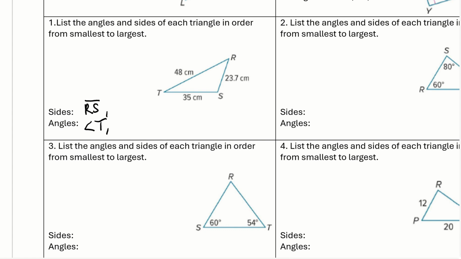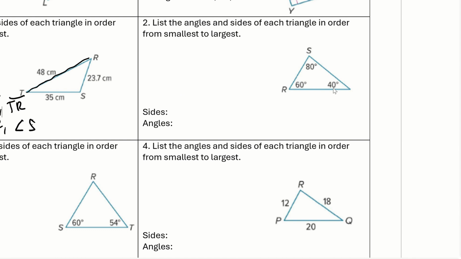Now, the next smallest side is TS, the 35 centimeter one. And opposite of that is angle R. And then the biggest is, of course, TR, and the opposite of that is S. So that means S has to be the biggest. So we're going to say angle T, angle R, angle S, and then the sides. All right, that takes care of that one.